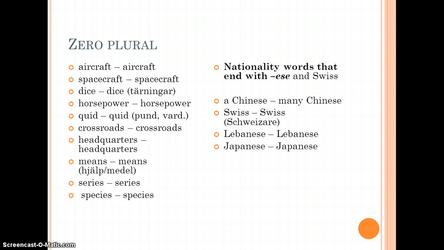Also, nationalities that end with -ese and Swiss don't change in the plural, as a Chinese, many Chinese, Swiss, 2 Swiss, 1 Lebanese, 2 Lebanese, and Japanese.